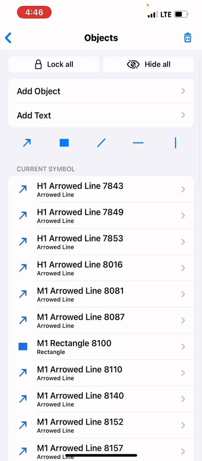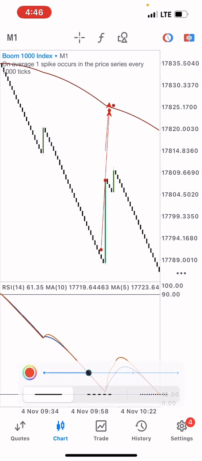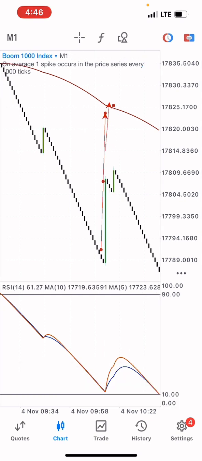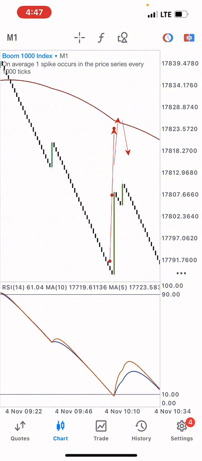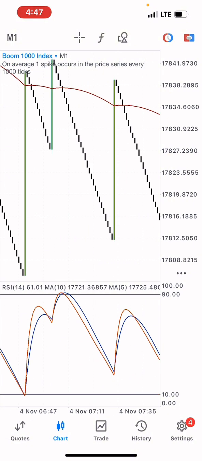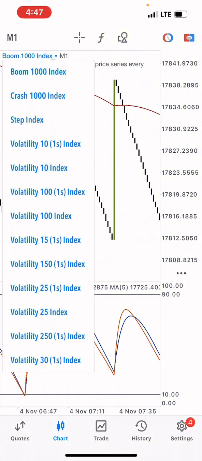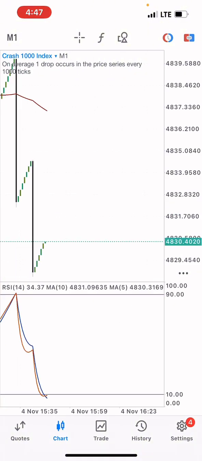If that happens, then I want to see that it starts dropping again from there and it closes at least 2 or 3 candlesticks below the moving average. Then I will take my chance and sell. Okay, we are looking to sell. We are not looking to buy the boom 1000 index market. So if you are scalping the crash 1000 index market, we are looking to buy. So let's go to the crash 1000 index market and see.